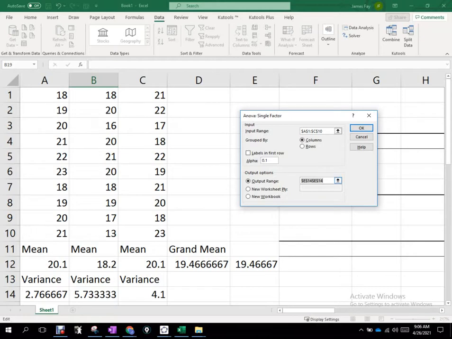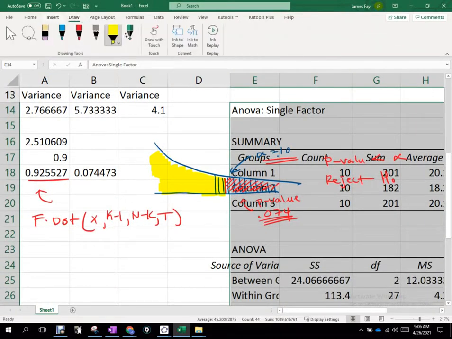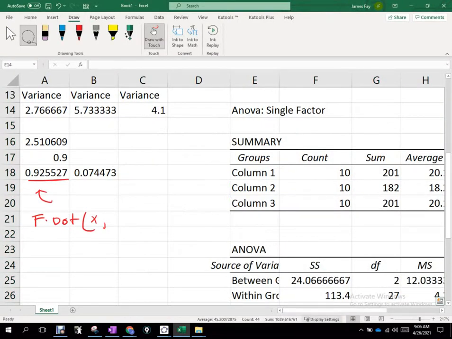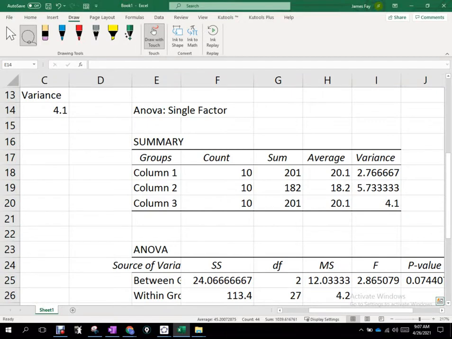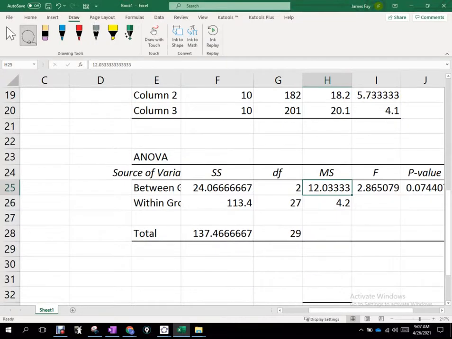Oh, my output range is the same right here. If you look at it, it says it's the same cell twice. So that's a problem. There, see how it says the same cell once? Then hit OK, and it's going to give you this summary. The summary gives me all my averages, all my variances, right? Come down here, gives me my numerator, MS is what they call it, and the denominator, which we came up to be 4.2-ish.